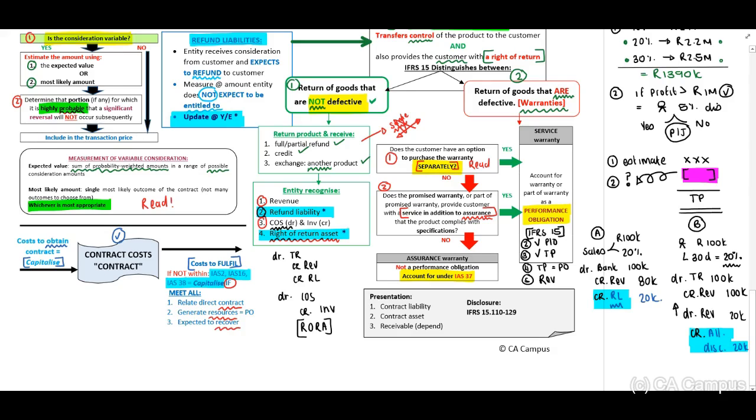Let's move on to our presentation and disclosure. On the face of your statement of financial position, you will present a contract liability, a contract asset, and a receivable if the money is still outstanding. Then disclosure. Guys, please ensure that you read through these paragraphs, highlight, underline, and sideline. I'm not going to go into detail with the disclosure.